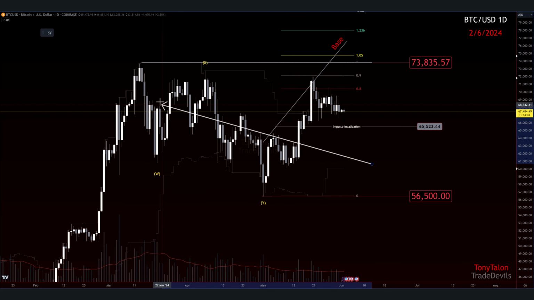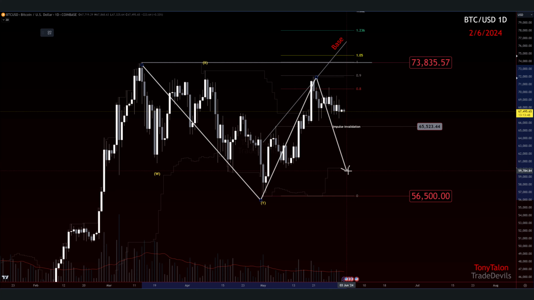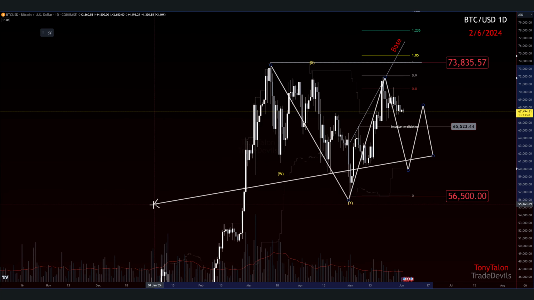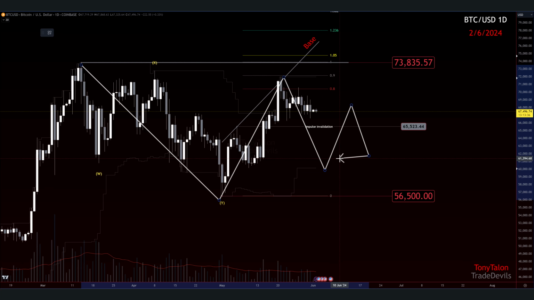But for now, sideways scenario, if we have a triangle going, then 56.5 is the low. This would be A, B, and we're just going to be kind of tightening up here for a potential move up to sweep the highs. And then we'd have to consider which degree we think we're at based on how this finishes out.